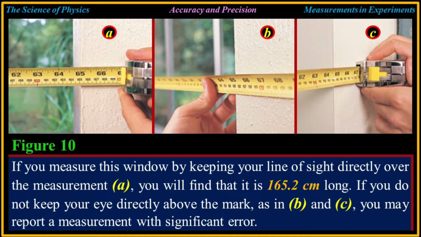Figure 10, if you measure this window by keeping your line of sight directly over the measurement as in A, you will find that it is 165.2 centimeters long. If you do not keep your eye directly over the mark, as in B and C, you may report a measurement with significant error.